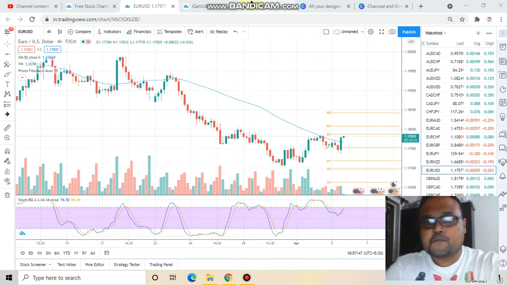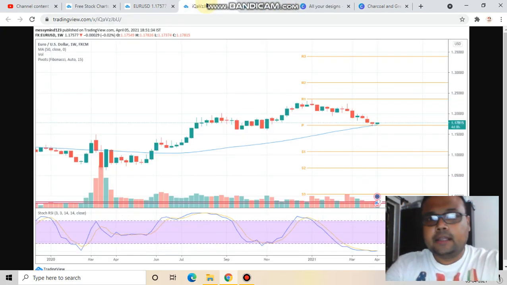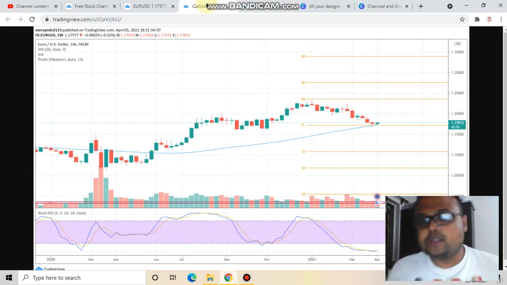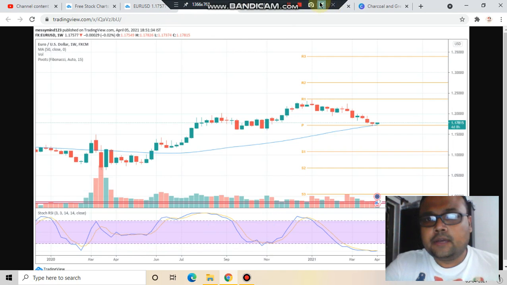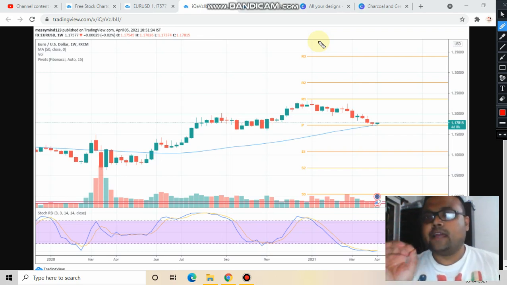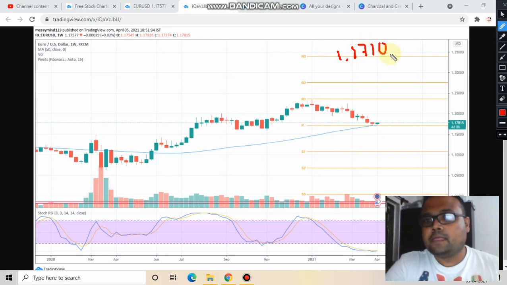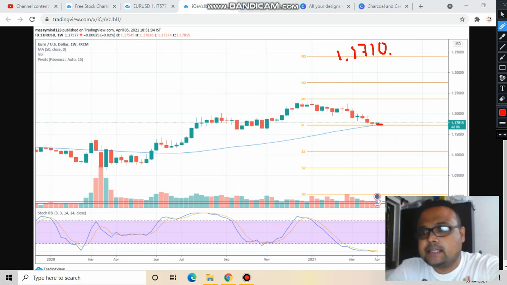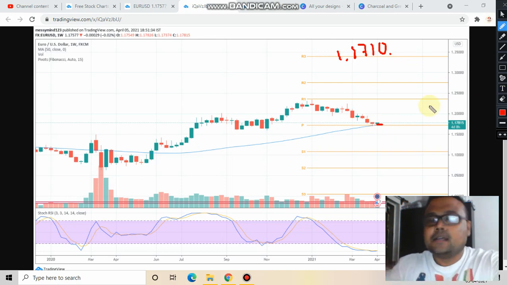Okay, this is the present scenario of the market, and if you remember correctly, this is the weekly chart of Euro USD. Remember, I told you that Euro USD is just trading at the support. Okay, there is a good support available at 1.1710. And after today's candle, we can see that the 50 moving average has just moved upward and the market is just standing at the support.